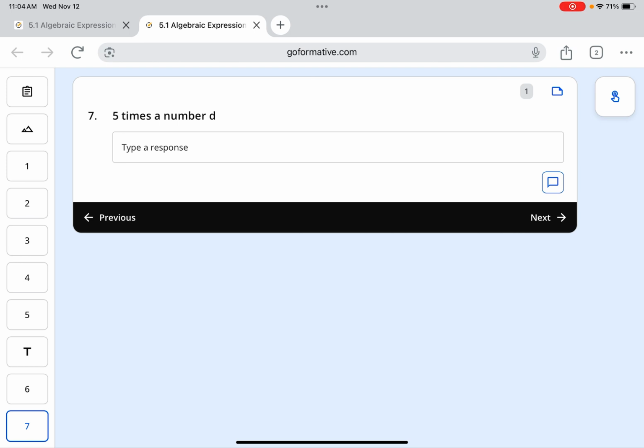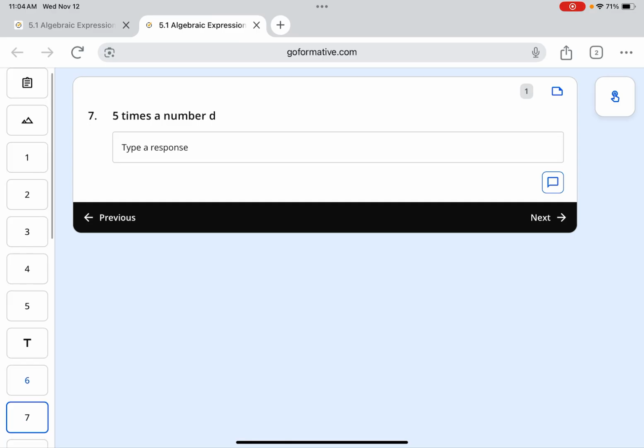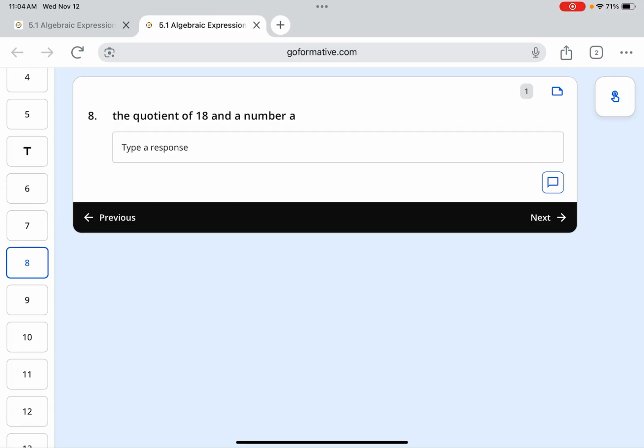5 times a number D. Just a regular number sentence. 5 times D. We don't know what the number is. It's D. The quotient of 18, and we learned about the word quotient. Look back on your vocabulary card or look back at your notes to see what that means. 18 and some number, which we don't know what the number is, we're just going to call it A. Okay, when I see the difference, what does that mean? What am I going to be doing? Increased by, so you're going to write out that algebraic expression.